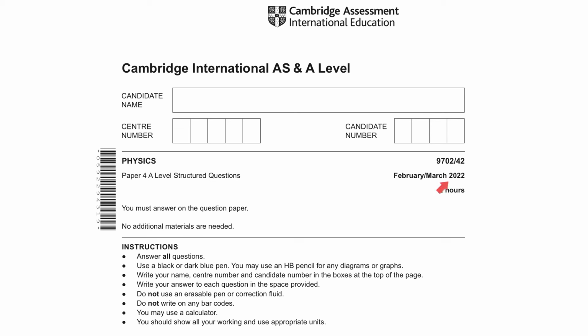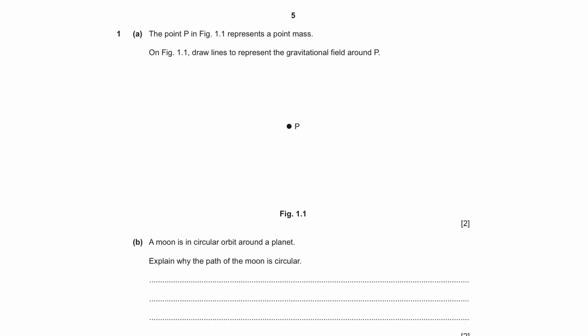So we'll be solving February-March 2022, paper 4, variant 2. The first question says the point P in figure 1.1 represents a point mass. On figure 1.1, draw lines to represent the gravitational field around P.